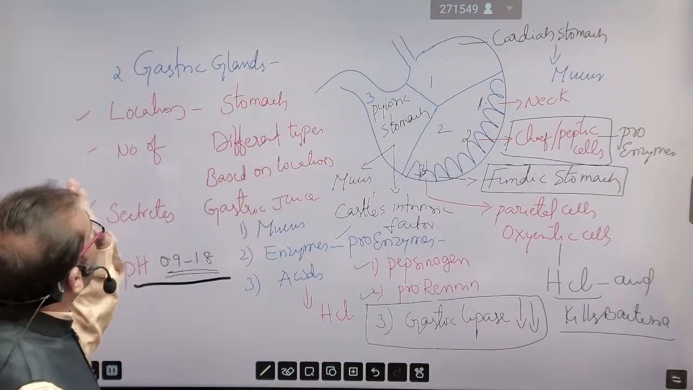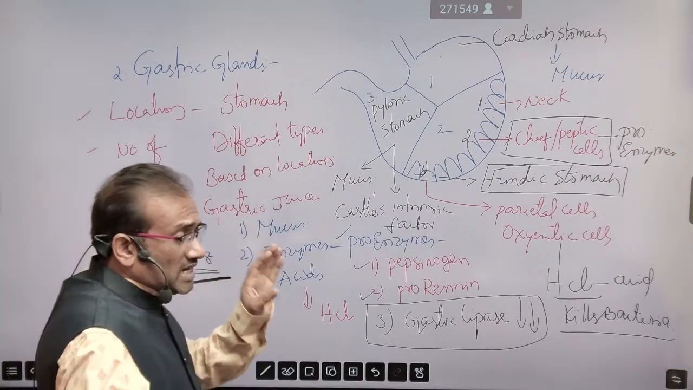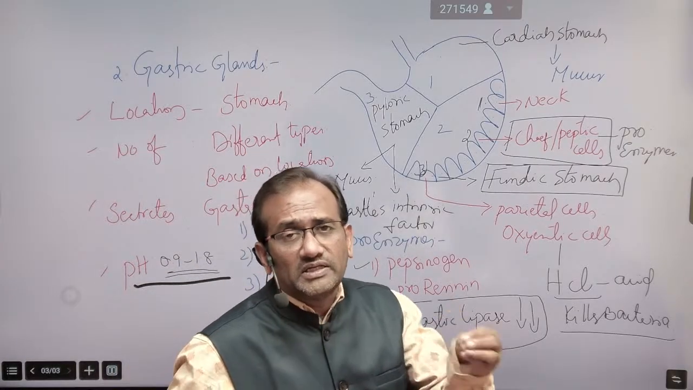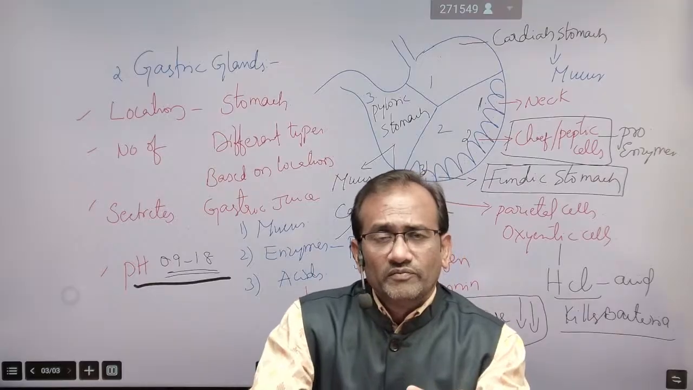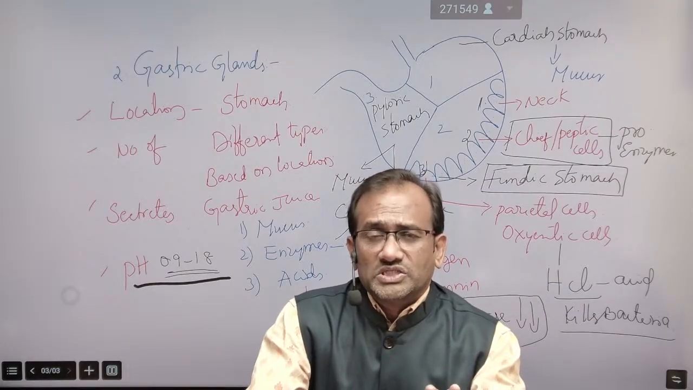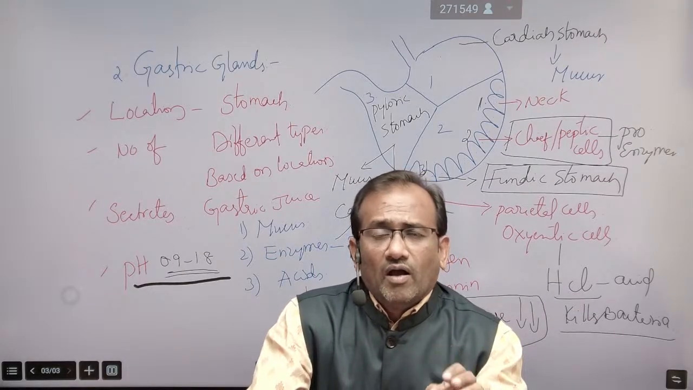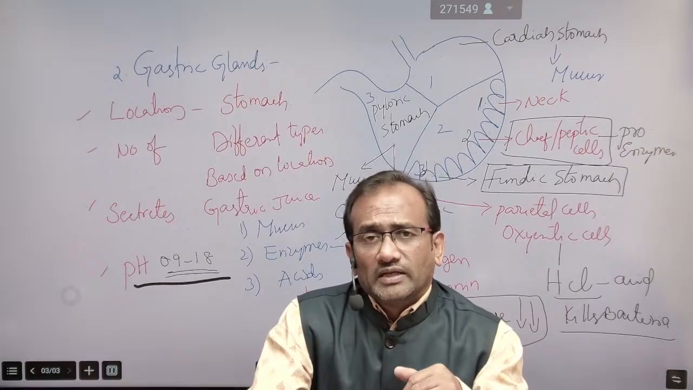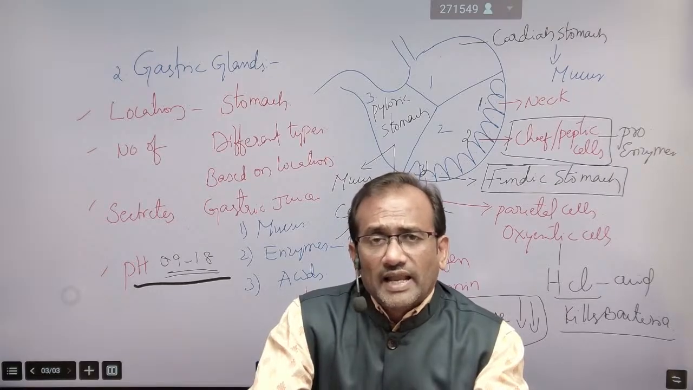So this is about the gastric glands. Gastric glands are the glands present within the alimentary canal, in the stomach region. After the stomach, the third type of glands are known as intestinal glands.